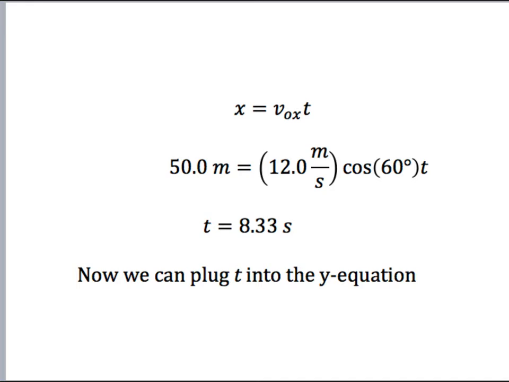But anyway, so what do we have here? We have found the time. The time is 8.33 seconds. And what is that time? That's the time it takes for the projectile to travel the 50 meters, because we plugged in 50 meters and we solved for the time. And of course, that's where the wall is opposite. So now we can find the height on the wall by plugging that time into the y equation.